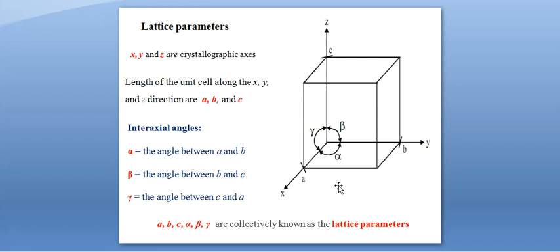Based on the values of a, b, c and alpha, beta, gamma, the crystal systems are classified into 7 types. There are 14 Bravais lattices available.